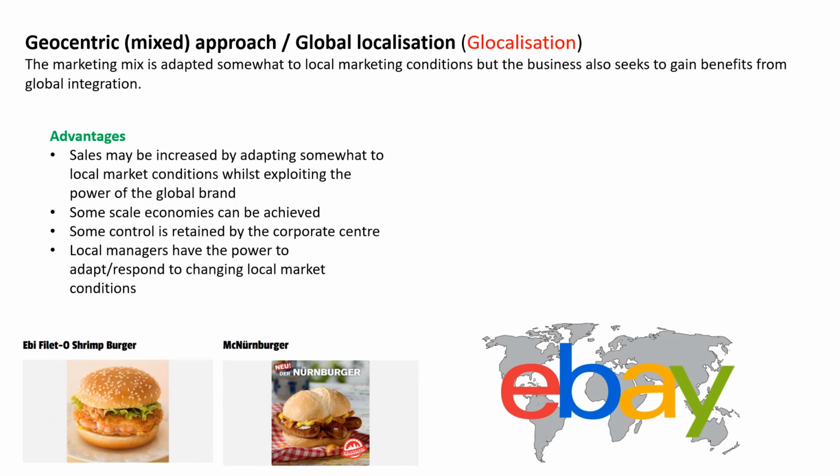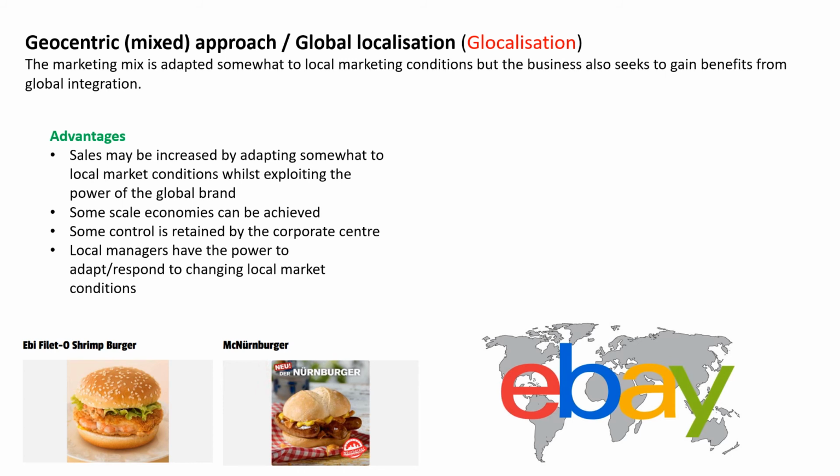So good examples of this might be McDonald's. If you go to McDonald's anywhere in the world, you can very much tell it's a McDonald's. They try and source ingredients on a large scale, but they will try and tailor the menu so that it suits the local market. For example, this burger here in Germany that includes sausages.